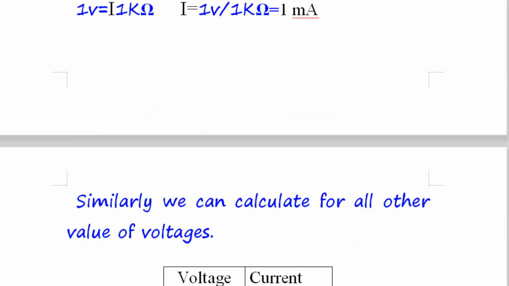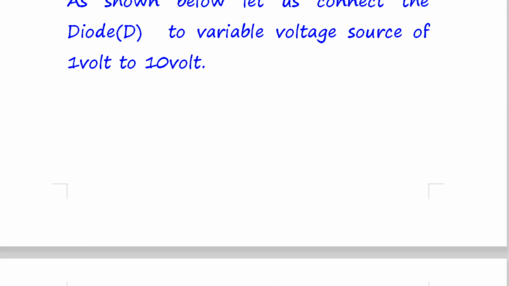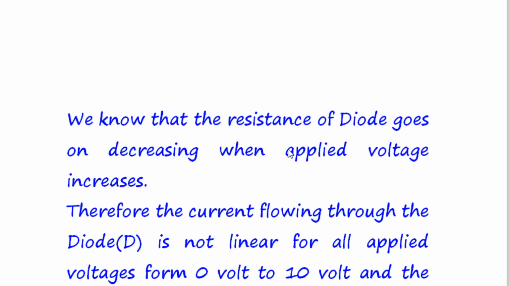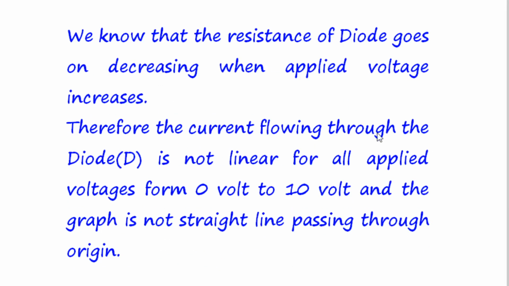Whereas here our diode is a semiconductor component, and that is what is written here. We know that the resistance of the diode goes on decreasing when applied voltage increases.